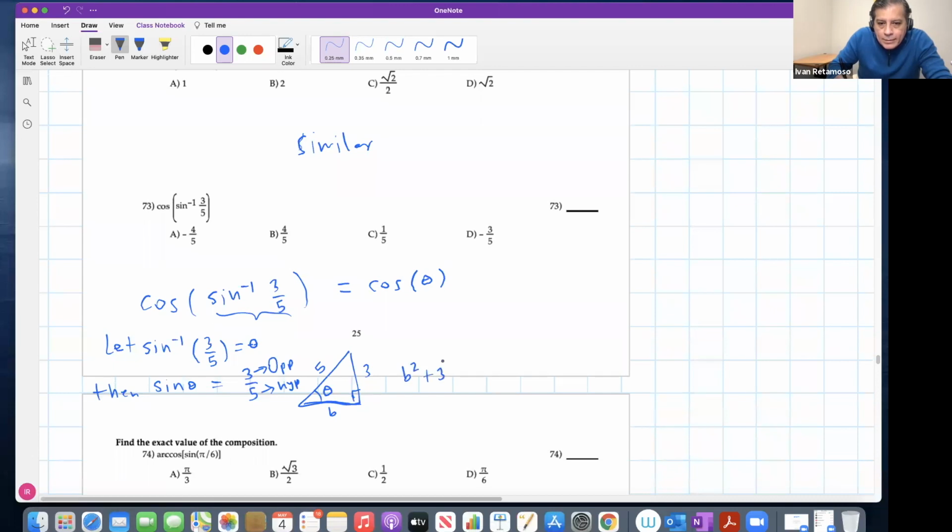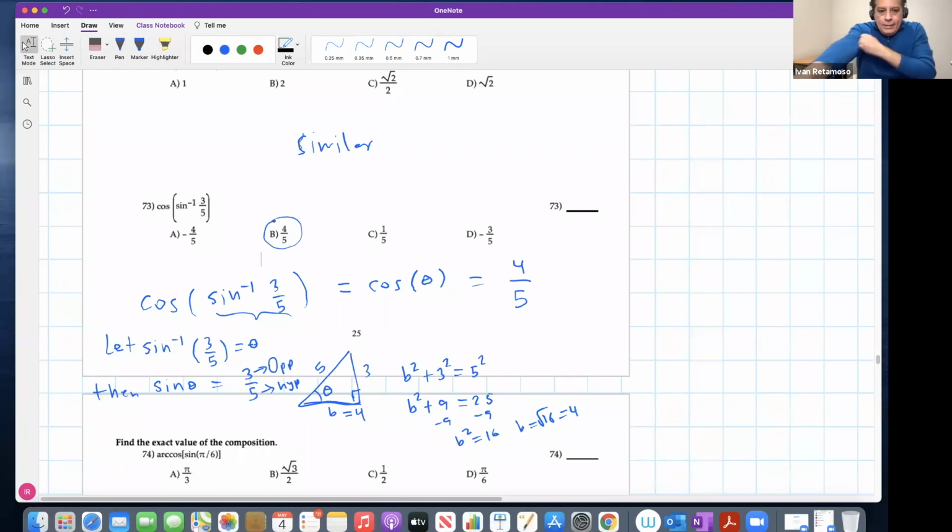B squared plus 3 squared equals 5 squared. B squared plus 9 equals 25. Subtracting 9 from both sides, B squared equals 16. Taking square roots, B equals the square root of 16, which is 4. So B is equal to 4. Then you are looking for cosine of theta, so cosine of theta will be adjacent 4 over hypotenuse 5. And that's it. That's all, guys. Very good.